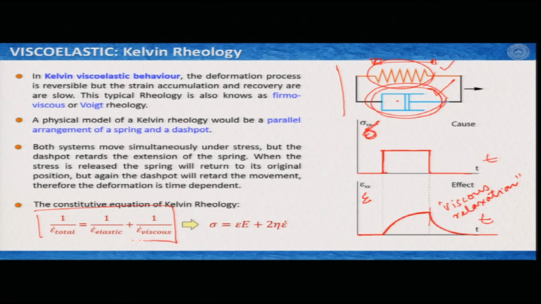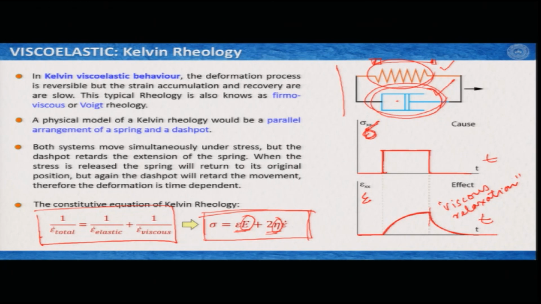And if we expand this equation or resolve this equation, then we simply get this equation where your total stress is equal to strain multiplied by the elastic element, and then viscosity multiplied by strain rate of this viscous element. So this is Young's modulus and this is viscosity. This is how we explain the Kelvin rheology, where the strain is recoverable or the entire deformation is reversible, but the entire process is extremely slow.